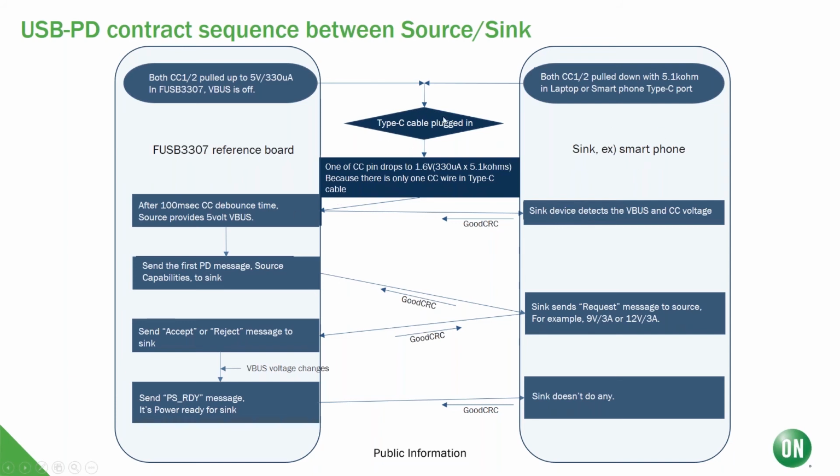When the Type-C cable is plugged in, the reference board sends the source capabilities PD message, and then the sink requests the power that it needs. Then it's going to send the accept or reject to the sink, and then the PS ready message is sent to the sink.